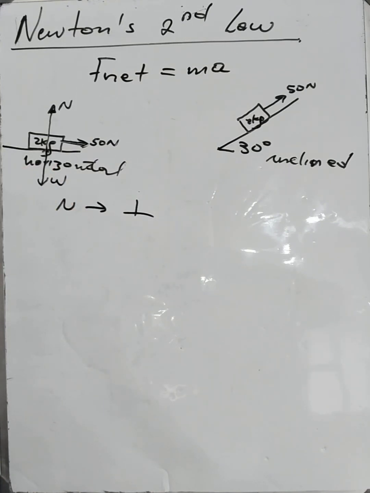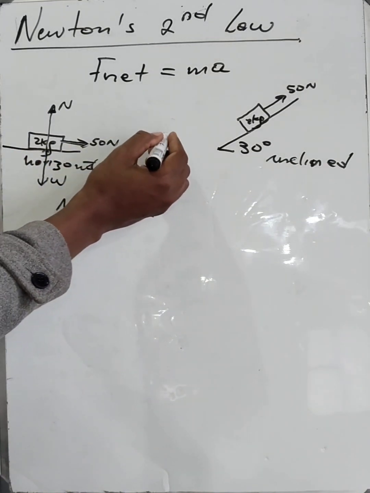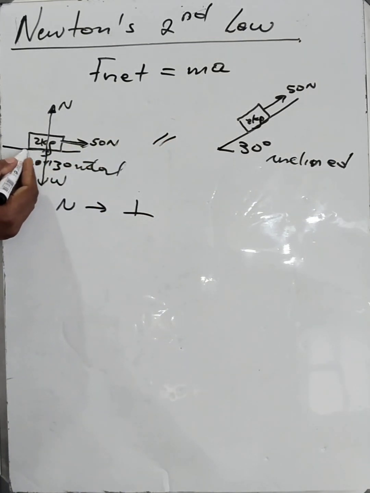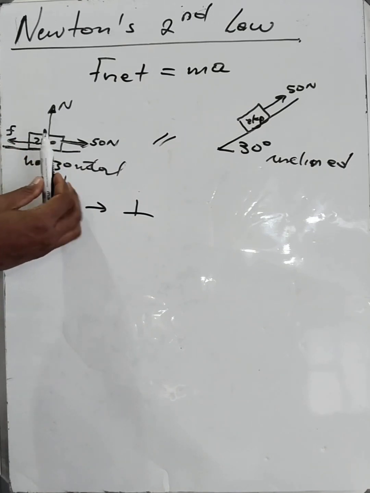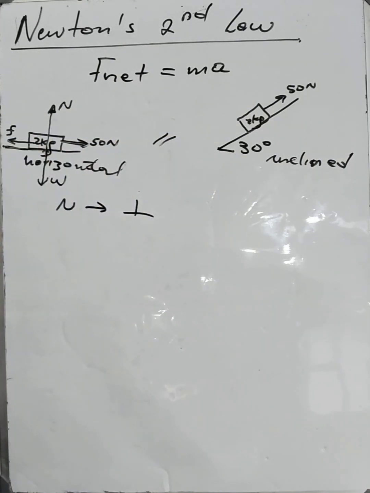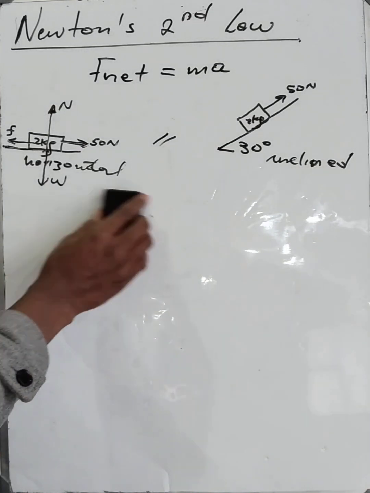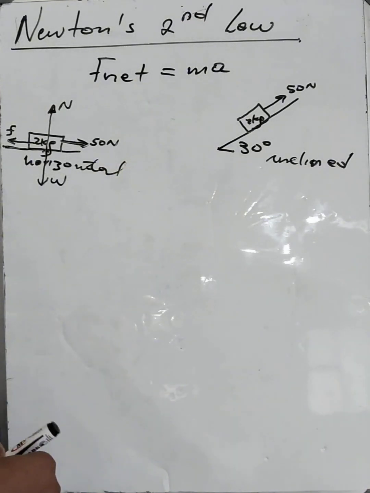Then the frictional force opposes the motion of an object and acts parallel to the surface. Remember, to have parallel here, you can put another line like that. So that is a frictional force. Since the object moves in that direction, the friction will oppose the motion there. That is the force diagram.